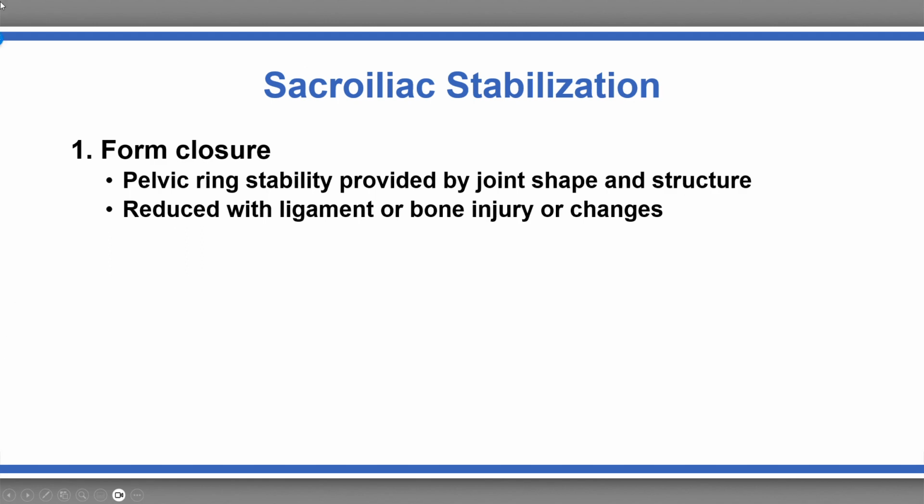First, having a look at form closure, this essentially refers to the stability of the pelvic ring provided by the joint's shape and structure. Form closure is a result of the joint's shape and the ligaments that support it. Notably, the sacroiliac joints have articular surfaces that will change with age. While one is young, these joints generally have smooth surfaces, but by middle age, these surfaces become ridged and grooved.